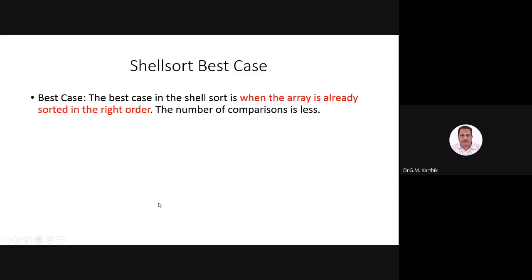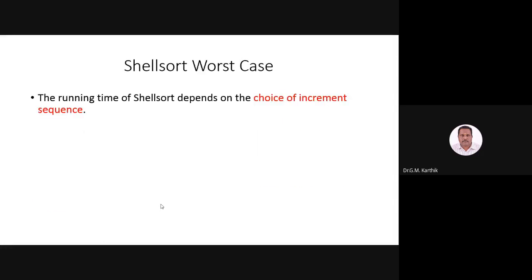So the best case for shell sort is when the array is already sorted, because the number of comparisons done will be very, very few. Okay. So the worst case is going to depend on the choice of the sequence, that is the stage sequence, on which you are going to carry out your comparison. That is the worst case.